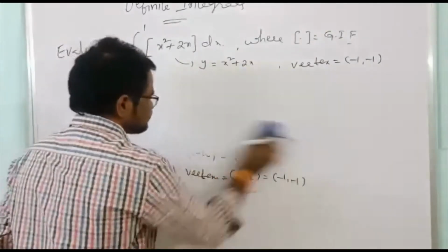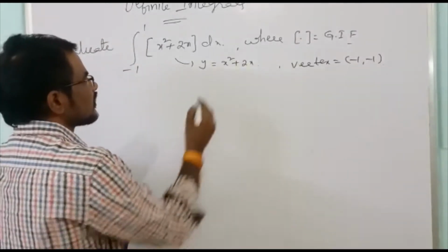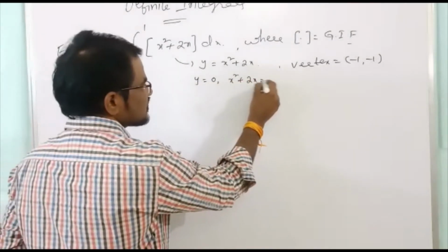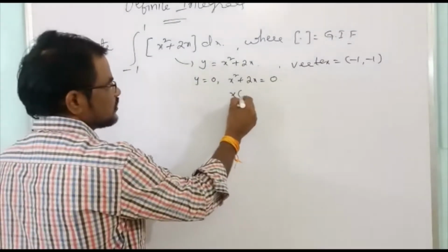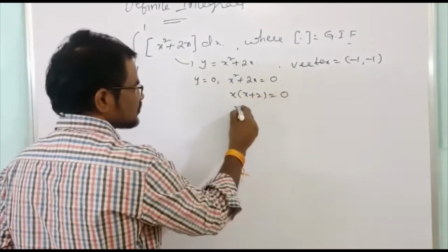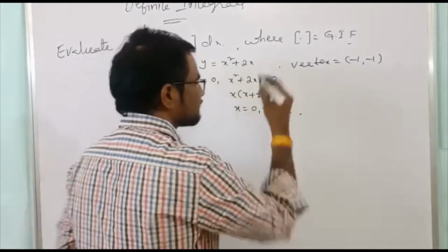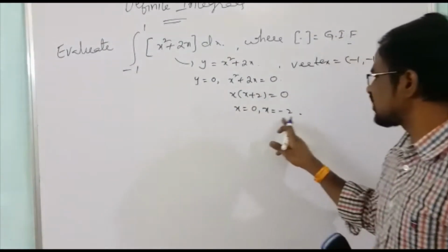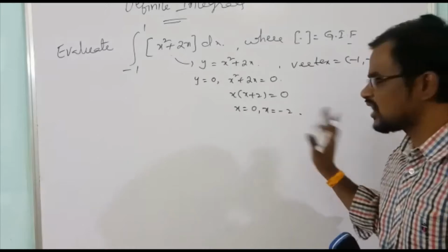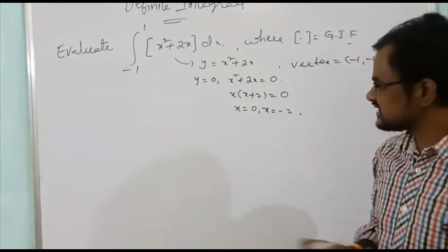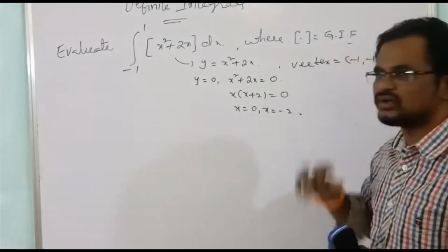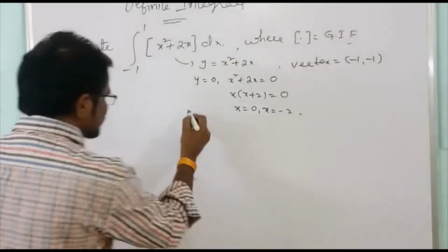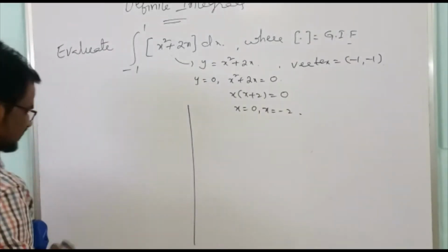And also, if y equal to 0, x square plus 2x equal to 0, x into x plus 2 equal to 0. So x equal to 0, x equal to minus 2. So it passes through the origin and the point minus 2 comma 0. Means it intersects the x-axis at origin and x equal to minus 2 also. Right. Now by using this information, you draw the graph of this function.